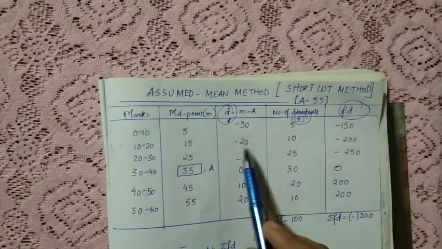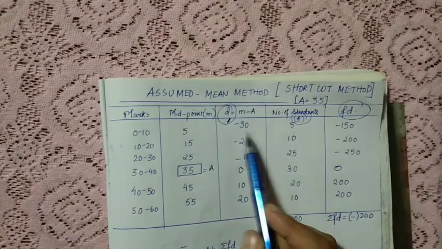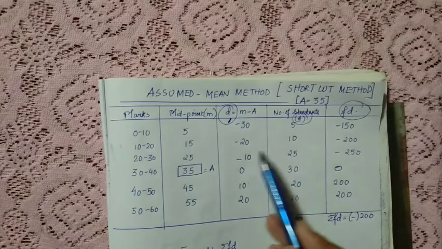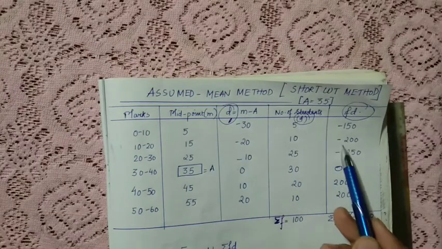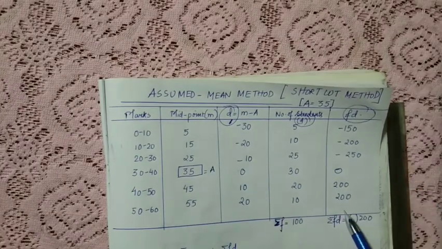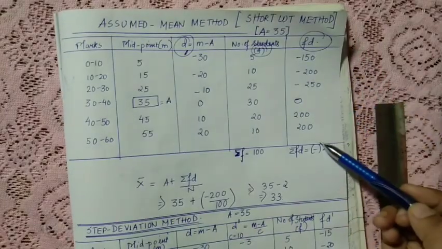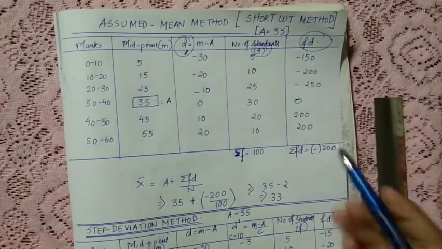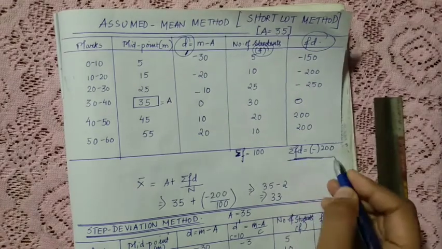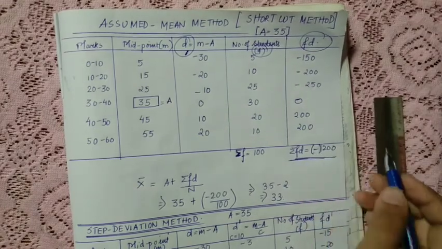Just multiply these two: 5 into minus 30 is minus 150, 10 into 20 is 200, and so on, and you will get the values of fd. Once you find the values of fd, just sum up. Add all these values and you will get sigma fd. This value will be minus 200.